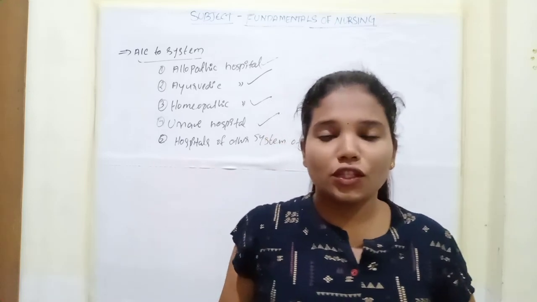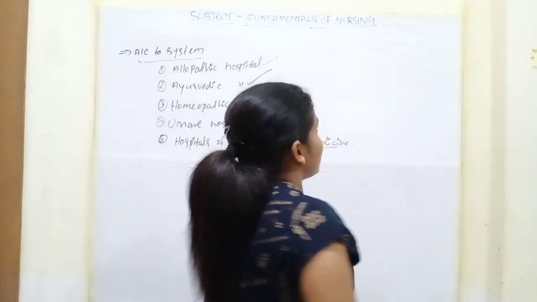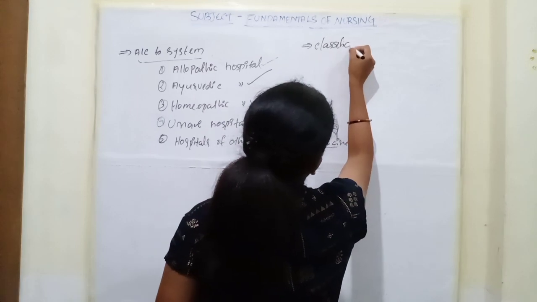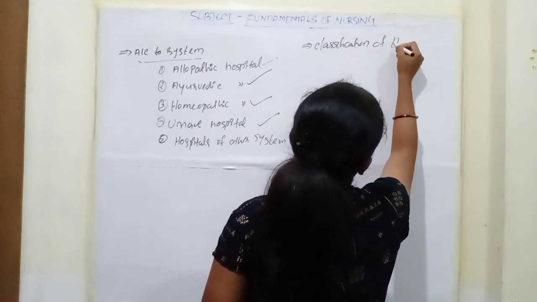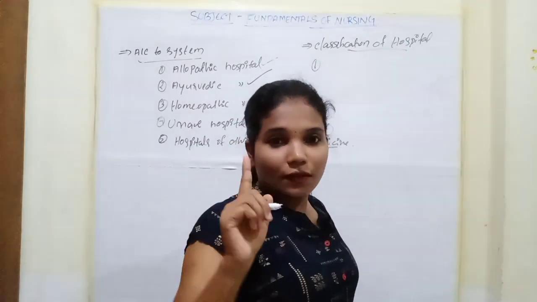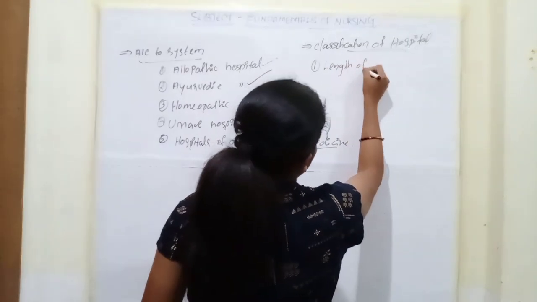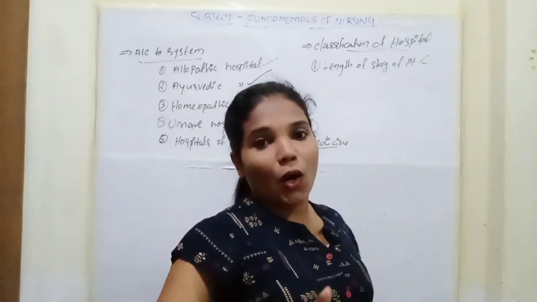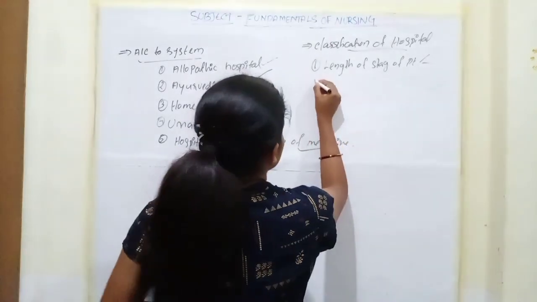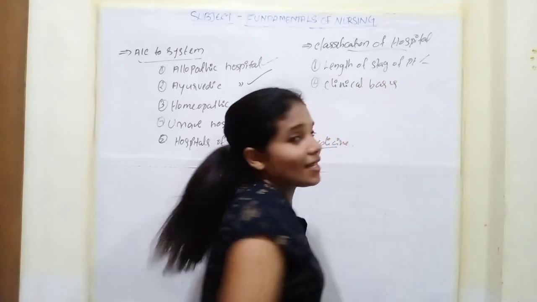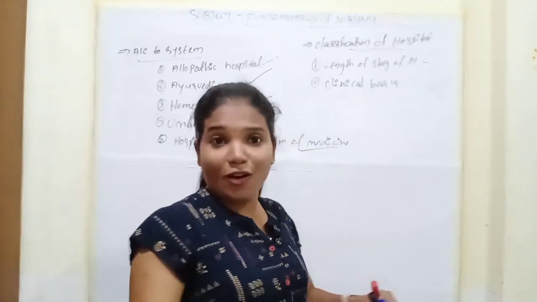So in this classification of hospital, what are the things we have seen before? Classification of hospital. First, that is according to the length of stay of patient. That is long time and short time, we have seen. And next one is the clinical basis. We have seen the classification: general hospital, private hospital, all the things.